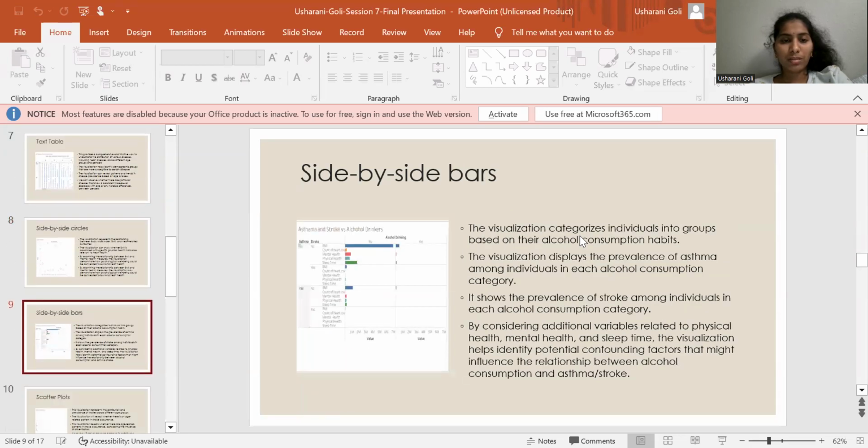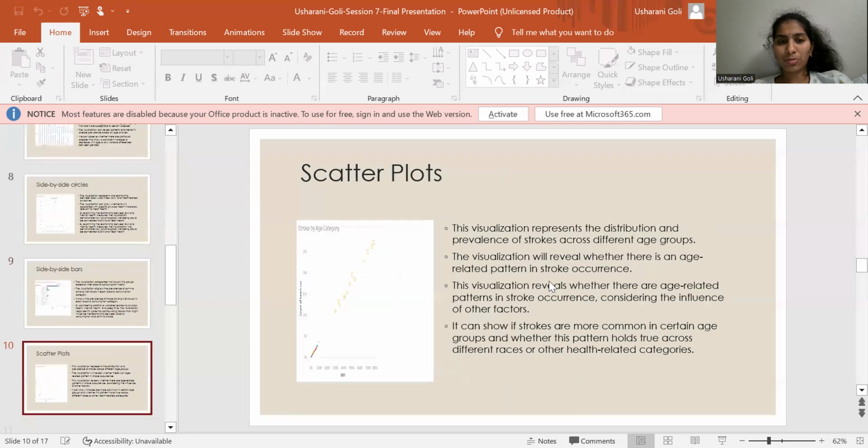Coming into the next side by side bars, that is asthma and stroke versus alcohol drinkers. This visualization shows data based on alcohol consumption habits. It shows the prevalence of stroke among individuals in each alcohol consumption category. And these variables relate to physical health, mental health, and sleep time. The visualization helps identify potential confounding factors that might influence the relationship between alcohol consumption and asthma or stroke.